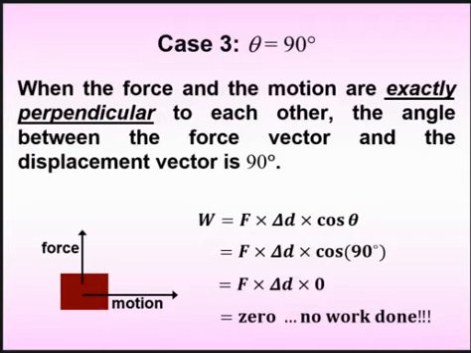Okay, good. So we said cosine 90 is what? It is 0, which means what? No work being done.